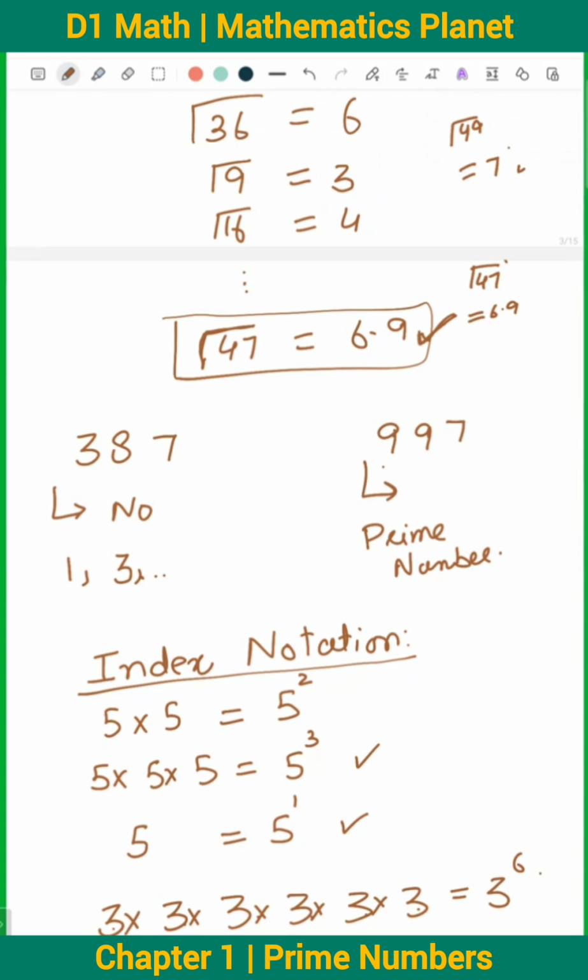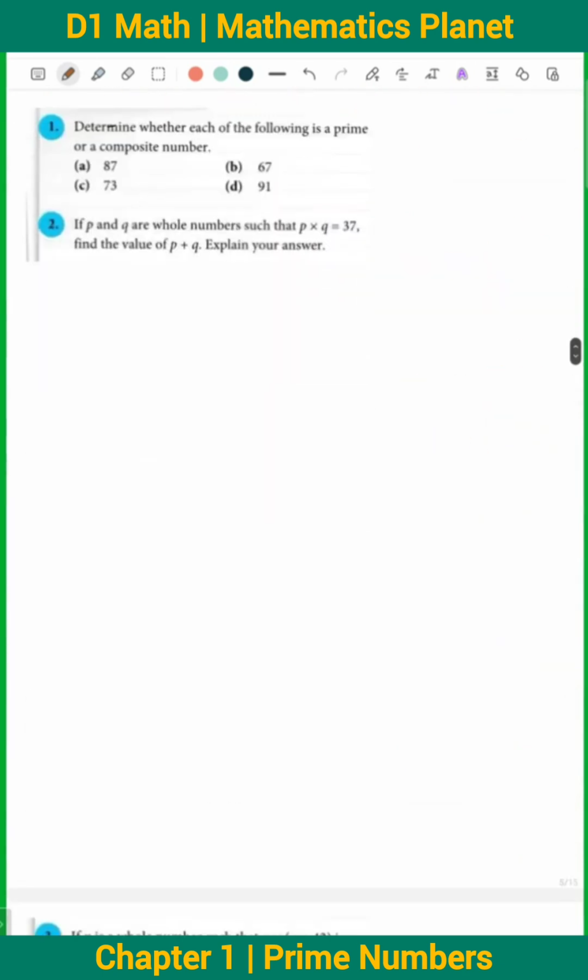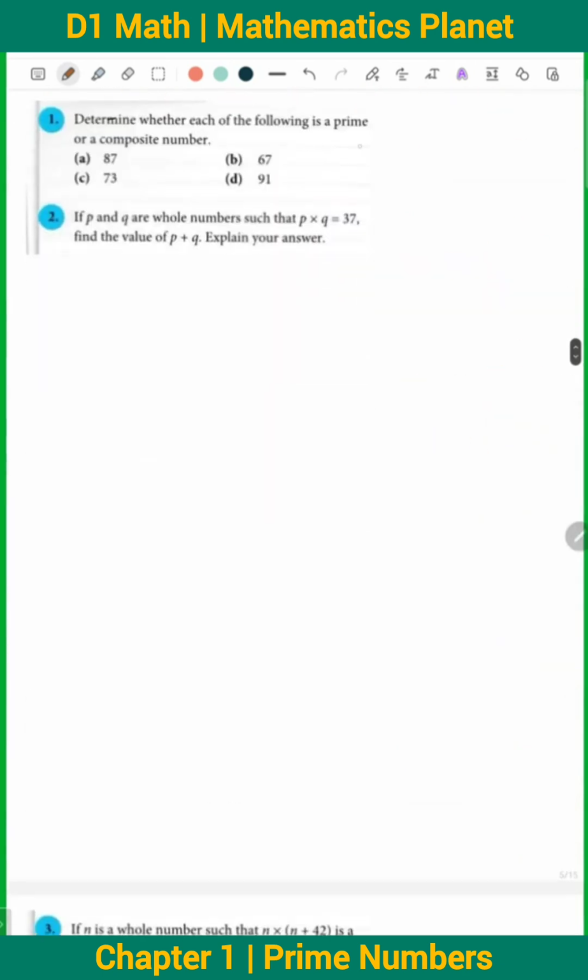Okay. Very good, nice question. Okay. Coming to the questions now. Determine whether each of the following is a prime or a composite number. So what about 87? Now everyone is going to answer one by one, and you will take just a minute to answer. Okay. Yes, Fajr.